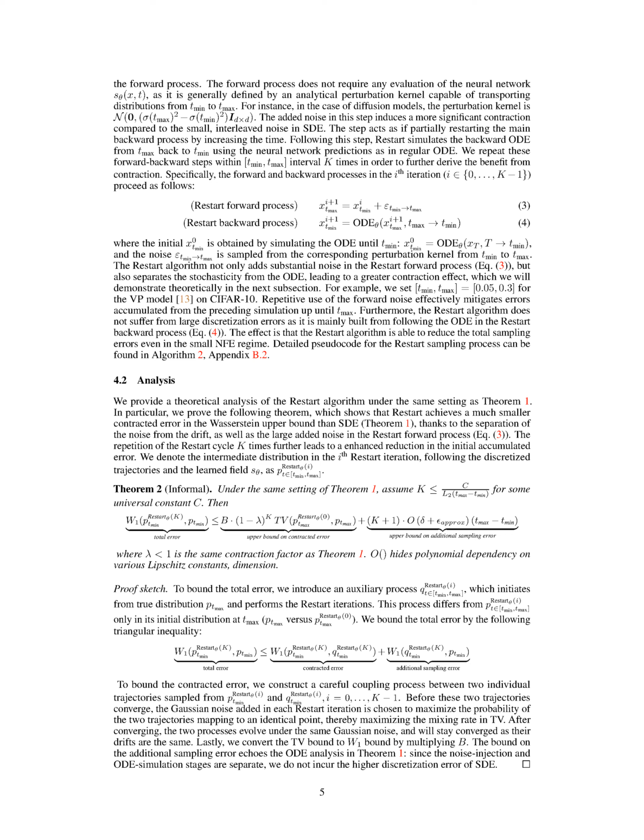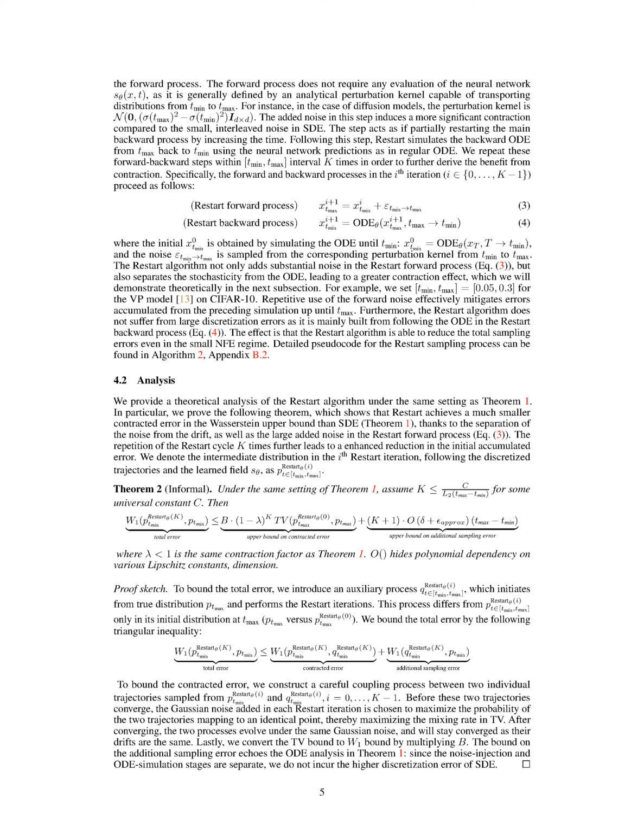To determine this total error, we introduce a helper process, q, that starts from the true distribution at the maximum time and performs the restart iterations. This process only differs from the initial restart iteration in its starting distribution at the maximum time. We then use a mathematical trick called the triangular inequality to encapsulate the total error. The total error is less than or equal to the sum of the contracted error, the first Wasserstein distance between the kth restart iteration and q at the minimum time, and the additional sampling error, the first Wasserstein distance between q and the distribution at the minimum time.